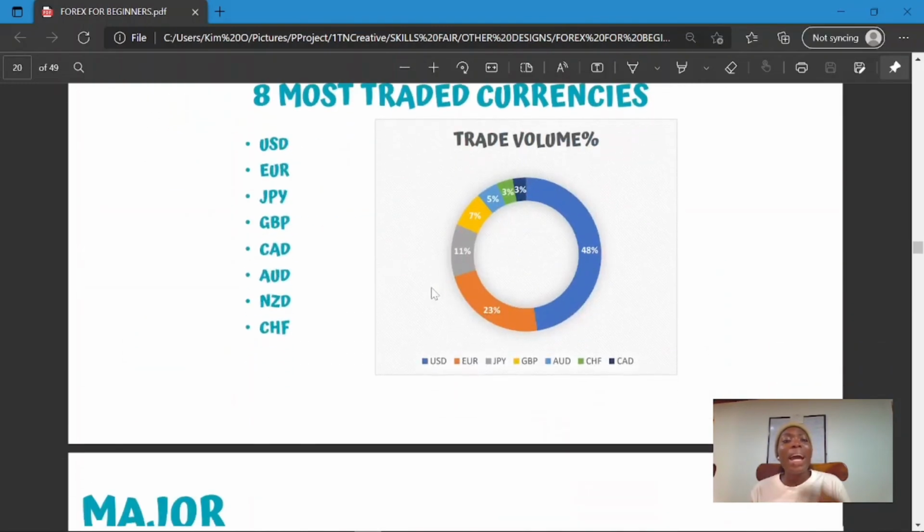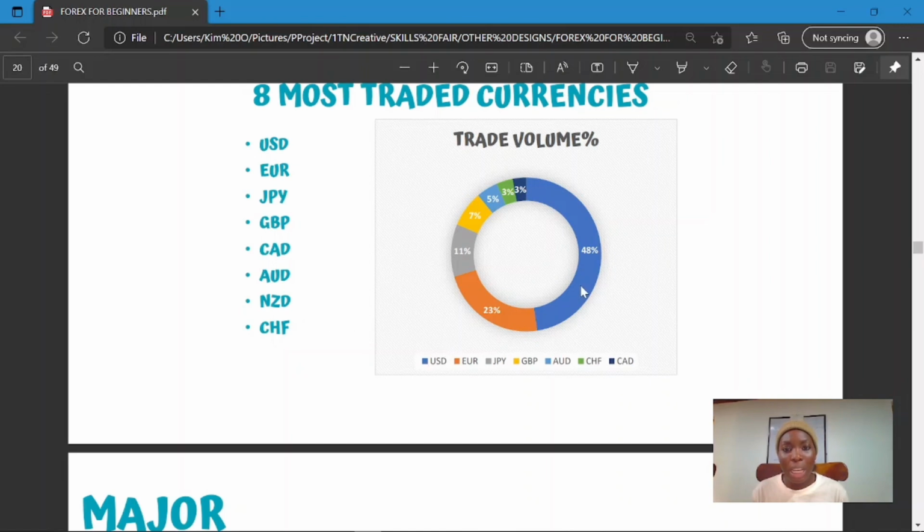So now there are 8 most traded currencies in the foreign exchange market that are the most popular. Of course, there are a lot of other currencies that are traded in the foreign exchange market, but these are the 8 most traded currencies. The first one is the US dollar. Second is euro. The third is the Japanese yen. The fourth is the Great Britain pound. The fifth is the Canadian dollar. The sixth is the Australian dollar. Seventh is New Zealand dollar, and the 8th is Swiss franc, CHF.